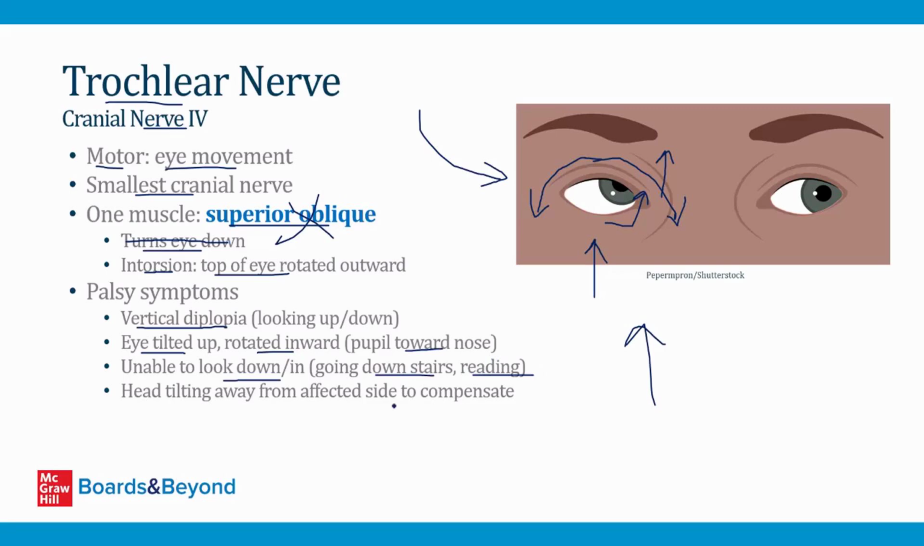Another thing patients classically complain of when they have a trochlear nerve lesion is that they tilt their head away from the affected side to compensate. So once again, if you look at this image on the slide, the affected eye is sort of tilted this way. And so if the person tilts their whole head in this direction, sort of downward like this, it's going to even out this eye on the side that's not normal. And that can make the vision a little bit more clear, tilting the head away from the affected side to compensate.